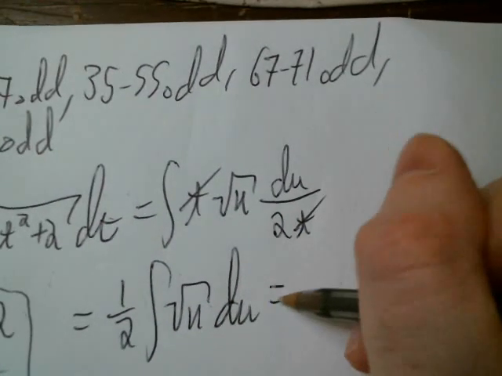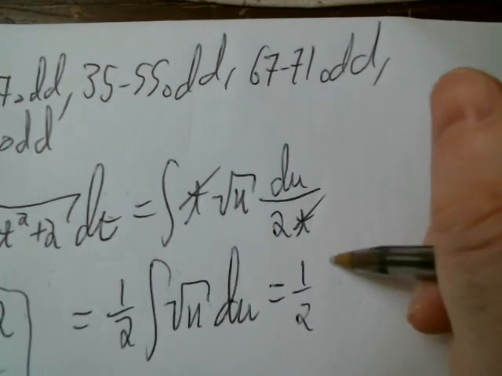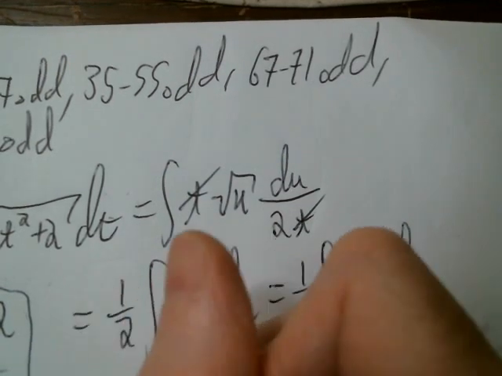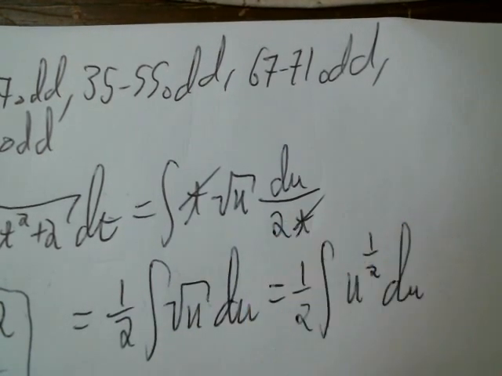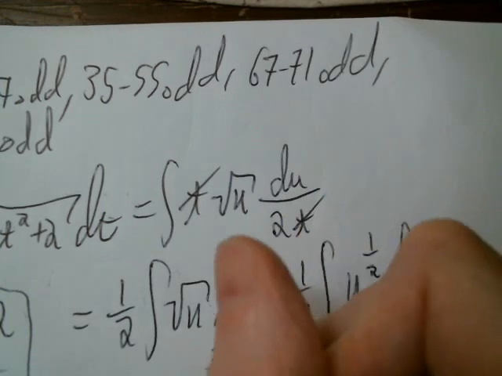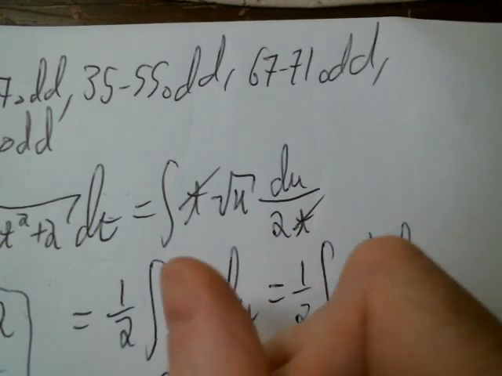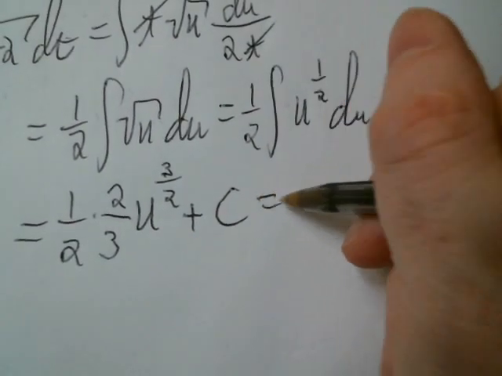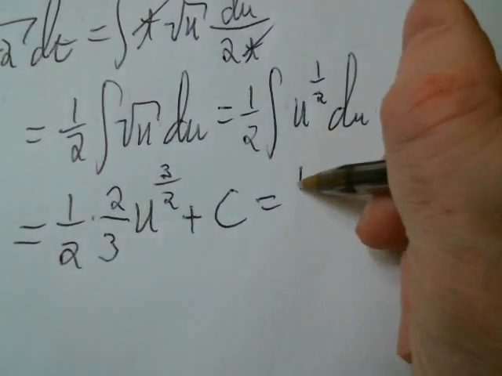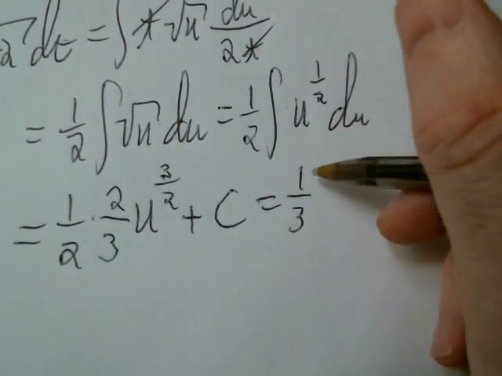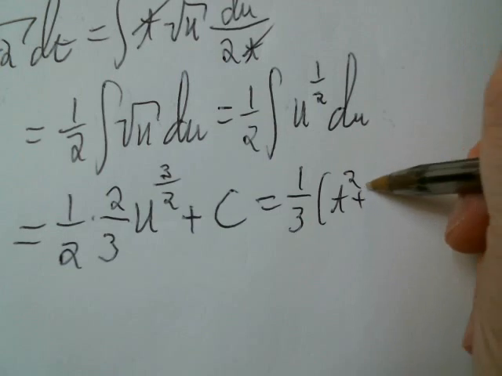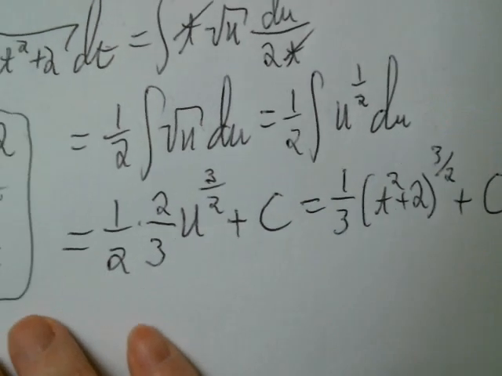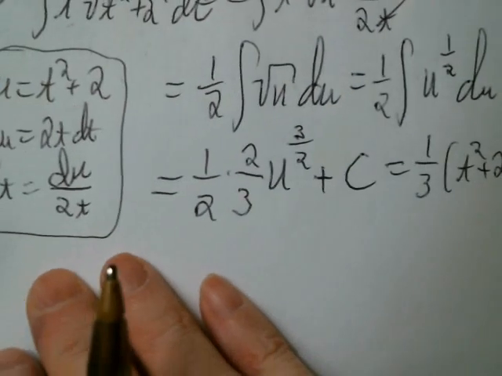So I'm going to rewrite it. It's the same as u to the 1/2. And then I can do a power rule. So u to the 1/2 plus 2/2 is 3/2. Divided by 3/2, same as multiplying by 2/3. Don't forget your integration constant. Sorry, I went off the page. Simplify, so you have 1/3. Back substitute as well. So u is t squared plus 2. And then it's to the 3/2 and plus c.